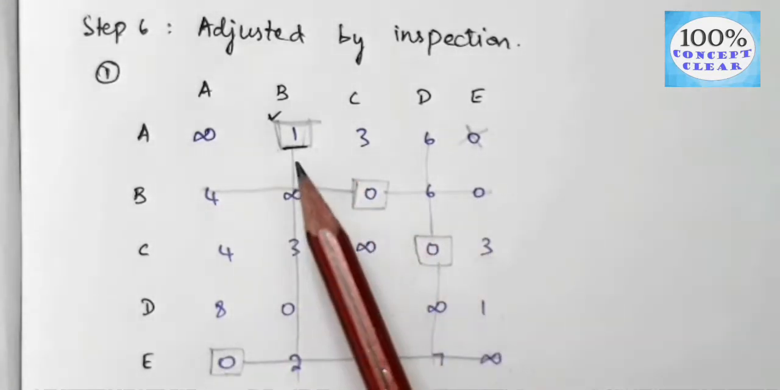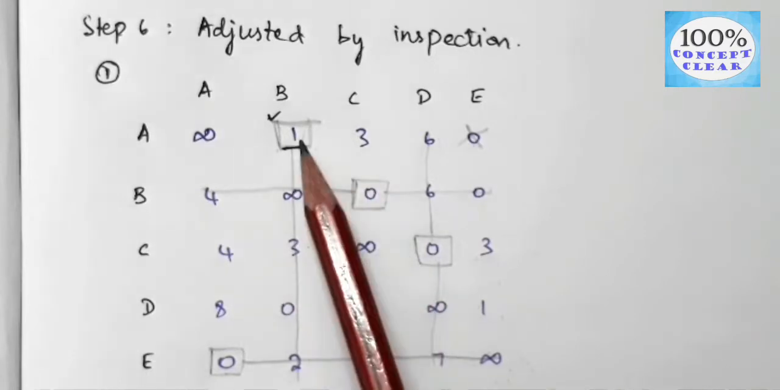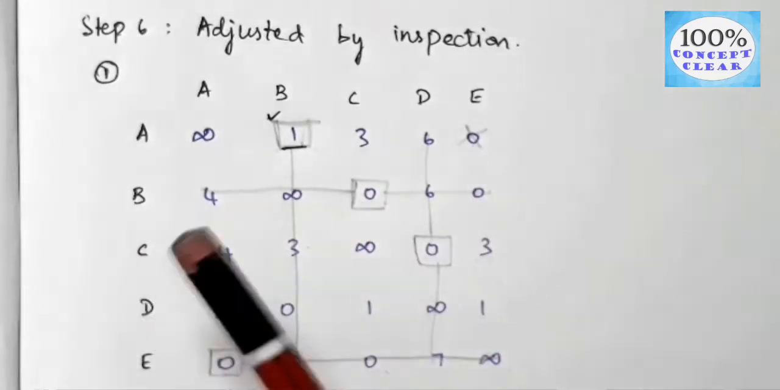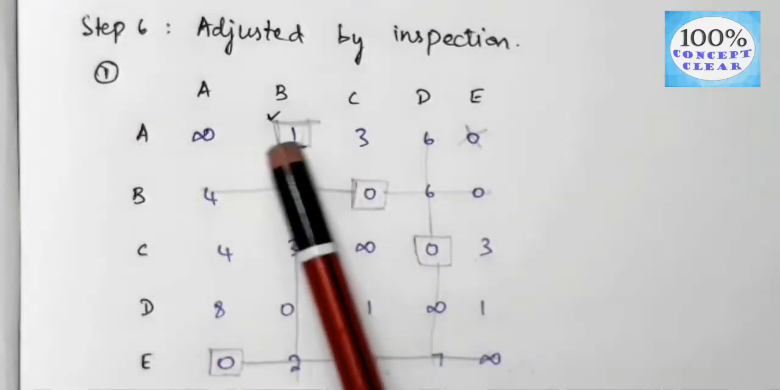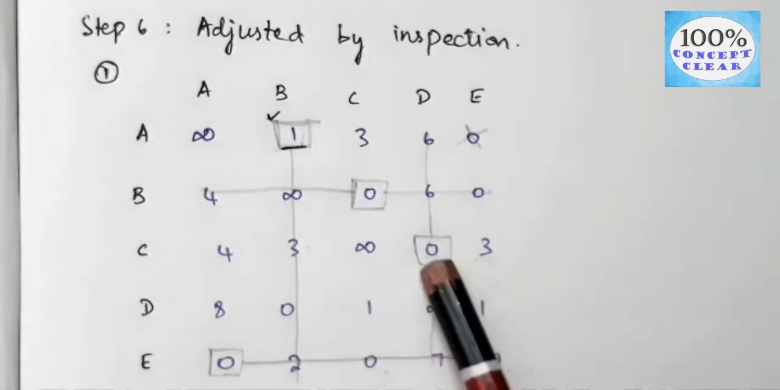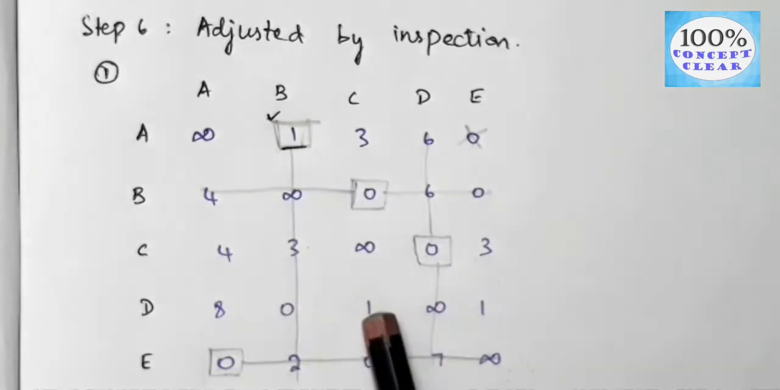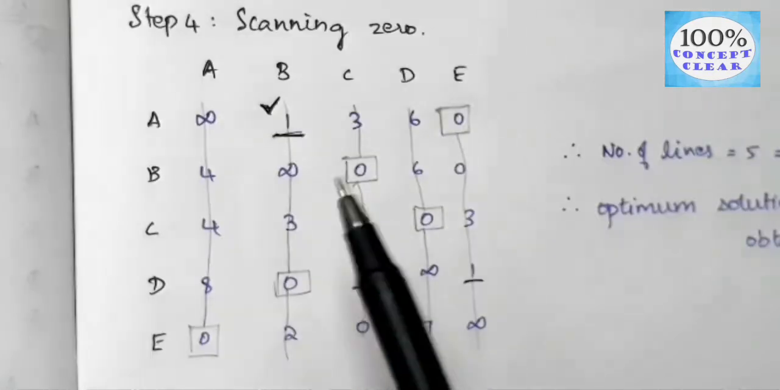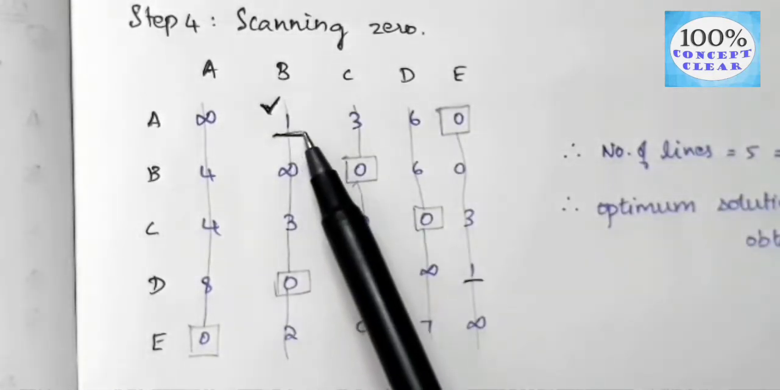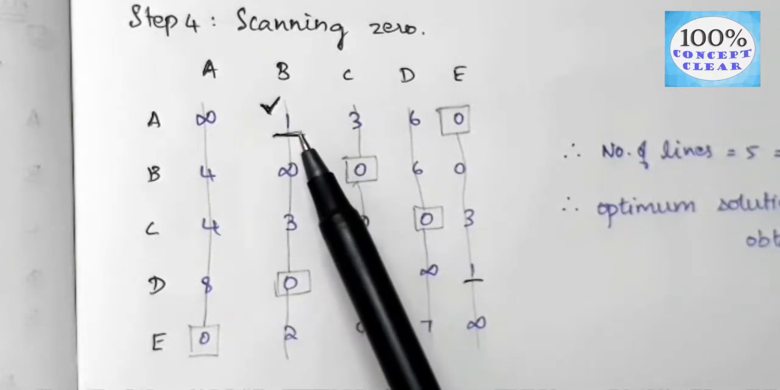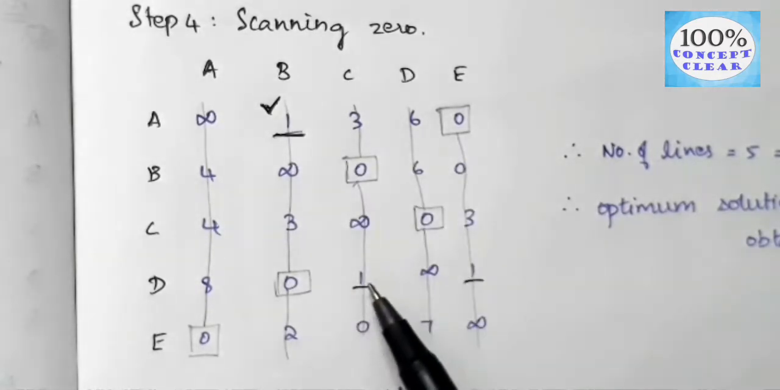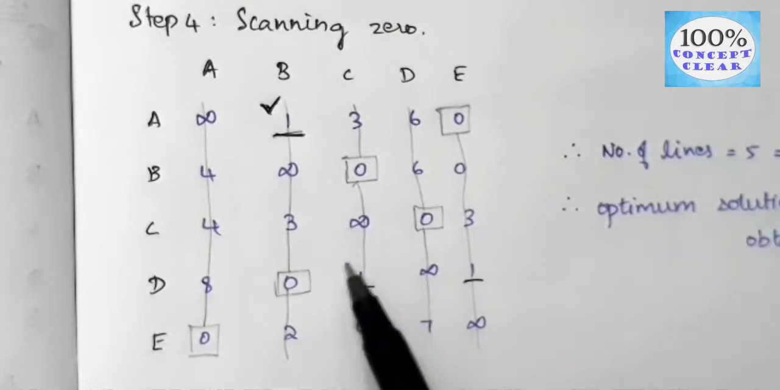Now check how many cells we have marked. 1, 2, 3, 4. We have 5 cities, but we have only 4 marked elements. So this option doesn't satisfy our condition. In the first option we got only 4 marked cells. So now we are going to include the second option also.